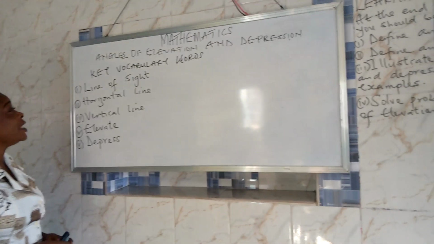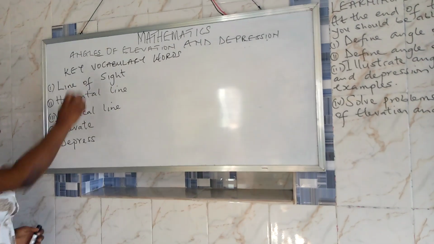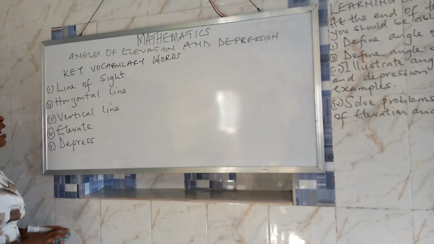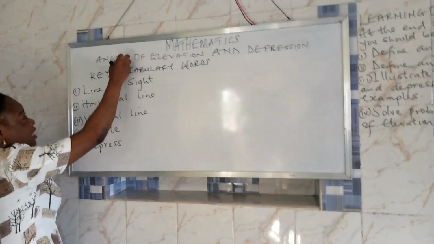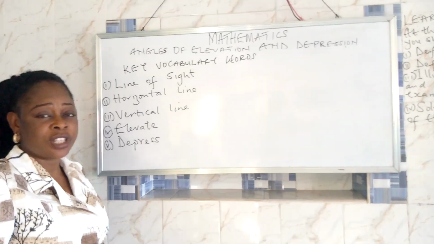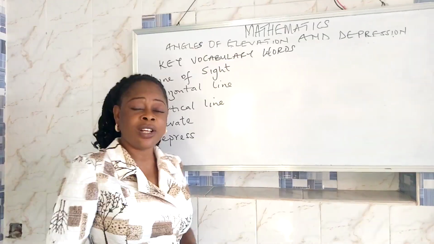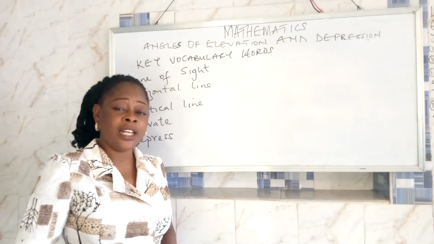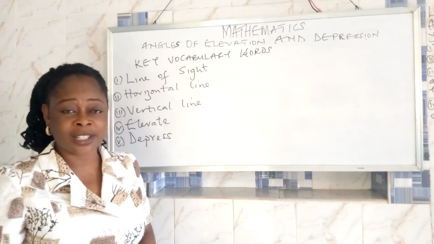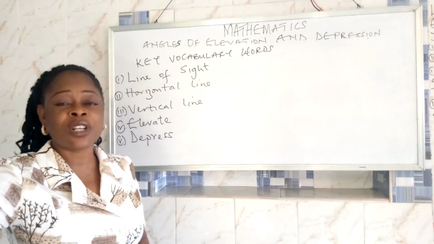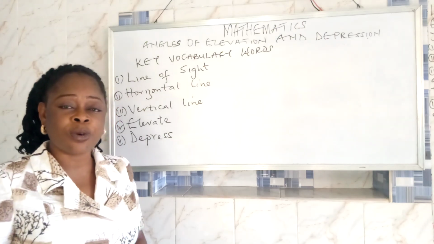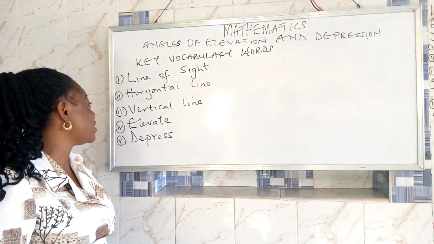The topic for today is angles of elevation and depression. There are key vocabulary words that you must understand before we can go into this topic fully. The first one is line of sight. What do you understand by line of sight? The act of you looking at something. The straight line, looking straight at someone, that is the line of sight.